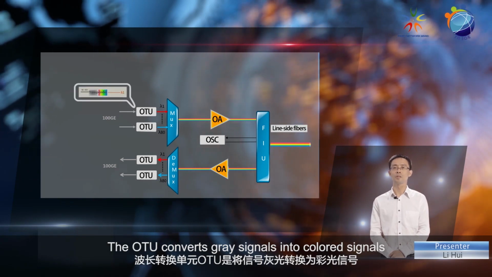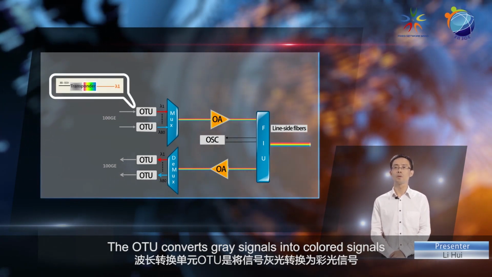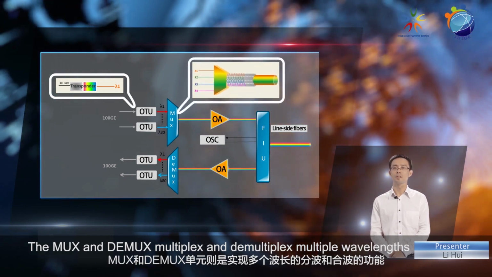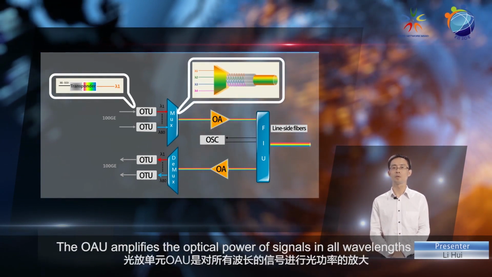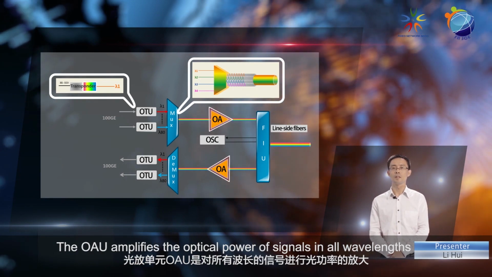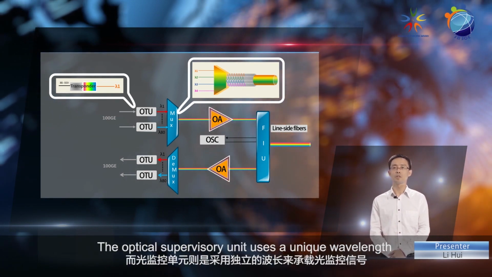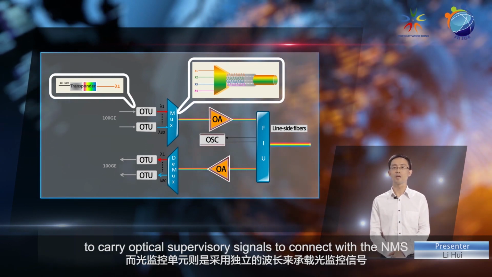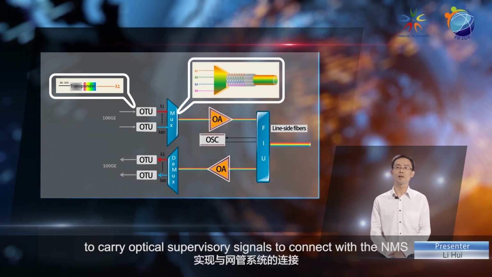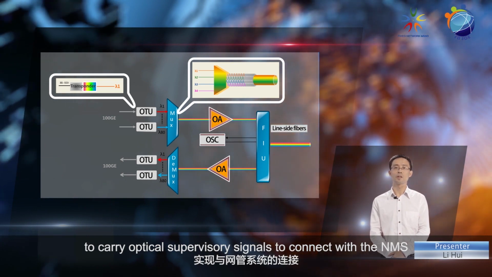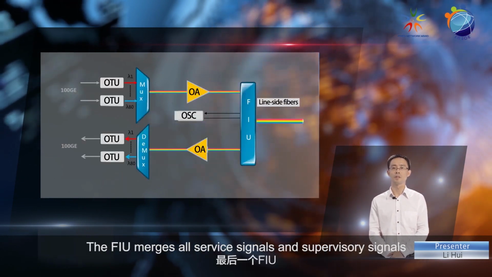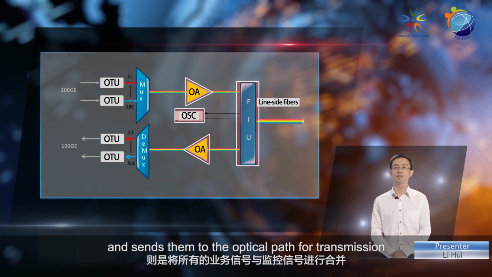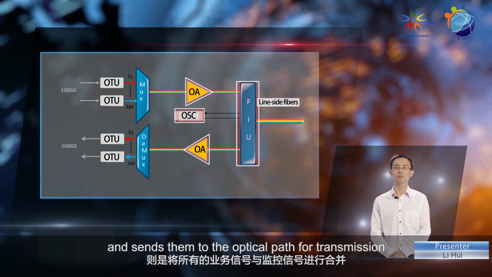The OTU converts gray signals into colored signals. The MUX and DMUX multiplex and demultiplex multiple wavelengths. The OAU amplifies the optical power of signals in all wavelengths. The optical supervisory unit uses a unique wavelength to carry optical supervisory signals to connect with the network management system. The FIU merges all service signals and supervisory signals and sends them to the optical path for transmission.